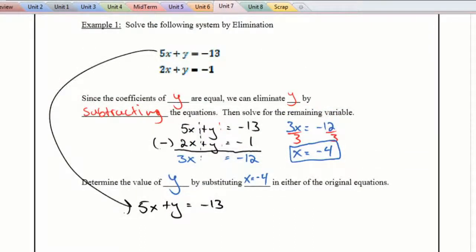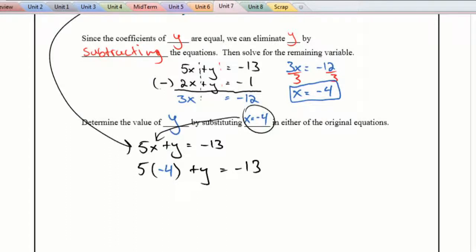And I'm just going to substitute x is negative 4 into the equation. All right, so I'm going to go 5, and then everywhere there's an x, I'm going to put in a negative 4. And because I've substituted a value in for x, the only variable I have left is y. So now I'm going to solve for y. So I get 5 times negative 4 is negative 20, plus y is negative 13. I'm going to add 20 to both sides. I'm going to get y is equal to 7.